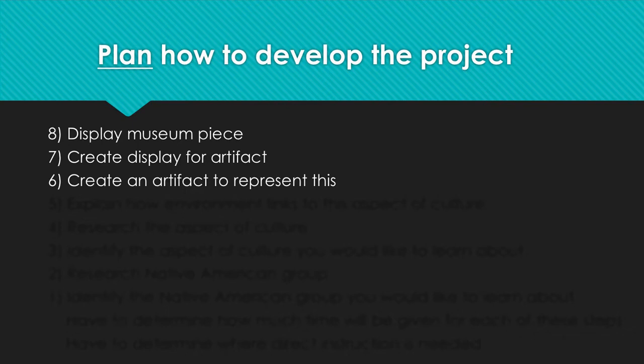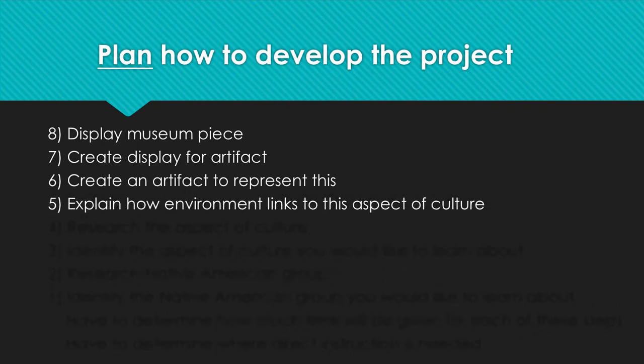In order to be able to create your artifact, you have to explain the environmental link to the aspect of culture. This is the essential question of this particular project: how does environment link to this aspect of culture? I put this as a specific step in here because I don't want students to overlook this. What can happen in project-based learning from time to time is students get so caught up in the project aspect of it that they're not learning what it is that you intended for them to learn. So you want to make sure you have this essential question that keeps their eyes on the prize, that keeps them focused.